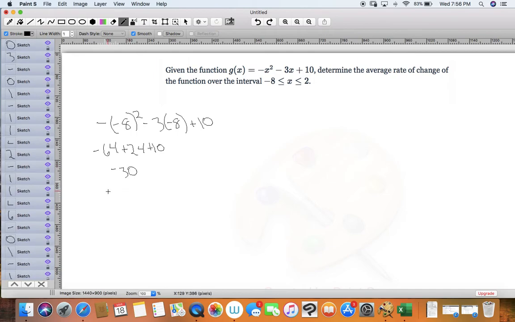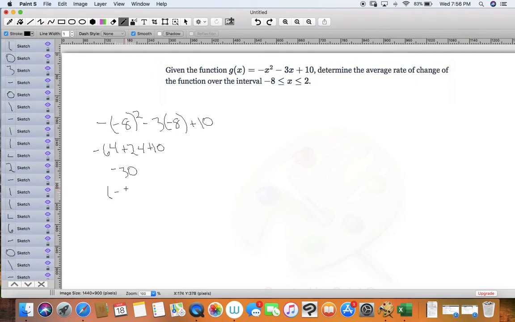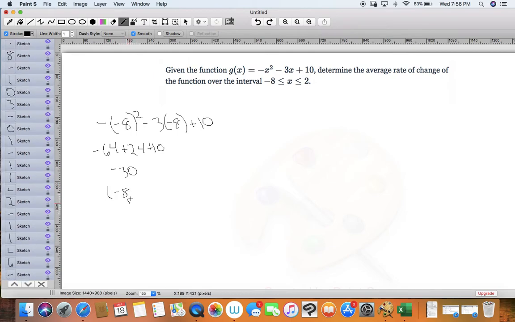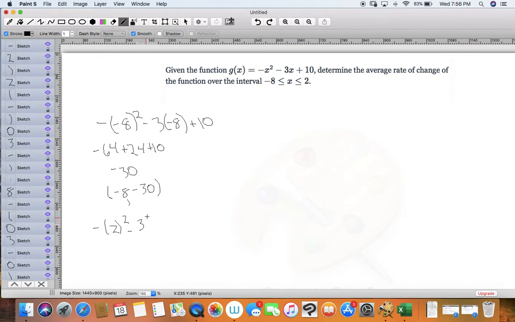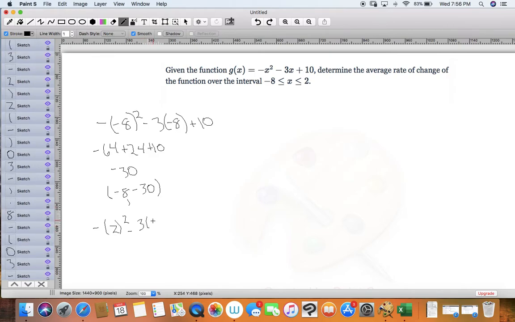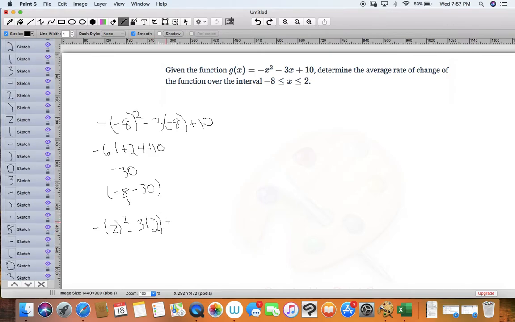So what that means is when we plugged in -8, we got out a -30. So that's our first ordered pair. And we need two ordered pairs in order to find the slope. So now we'll do the same thing but with 2. So I'm plugging in positive 2. So 2 squared minus 3 times 2 plus 10.